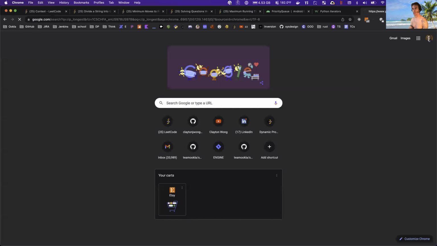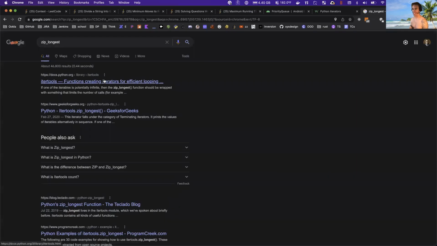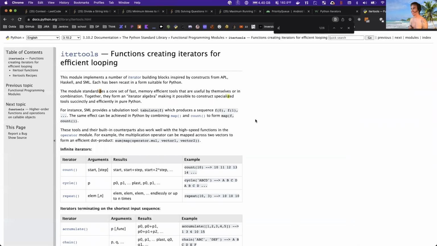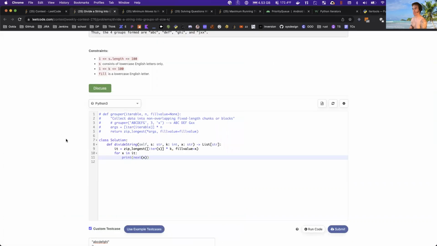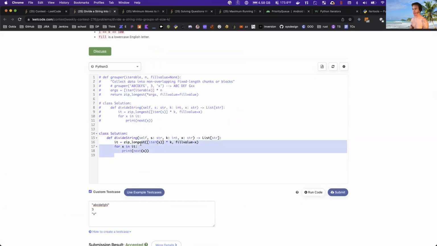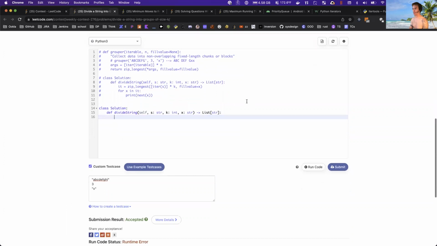Zip longest. This is taking me way longer than it should. Zip longest with the fill value. Pretty sure there's an easier way to do this in Python, but whatever. Taking forever.